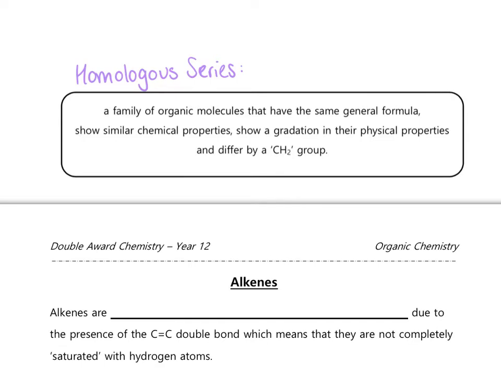So a homologous series is a family of organic molecules that have the same general formula, show similar chemical properties, show a gradation in their physical properties, and differ by a CH2 group. And we saw that alkanes fitted every single part of this definition, and we're going to see that alkenes do as well. But they are a completely different family of molecules. We said we were going to look at 4 homologous series: alkanes, alkenes, alcohols, and carboxylic acids. So alkenes take us on to our second family of organic molecules, our second homologous series.